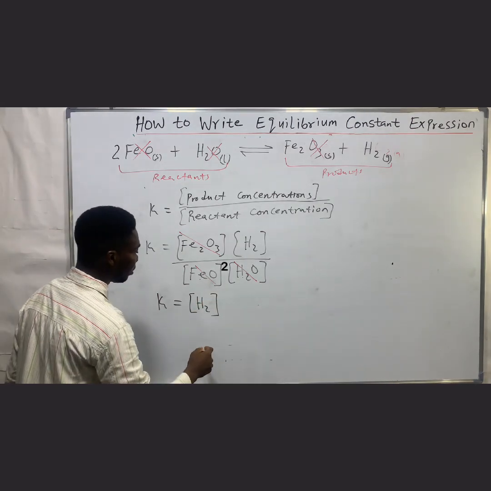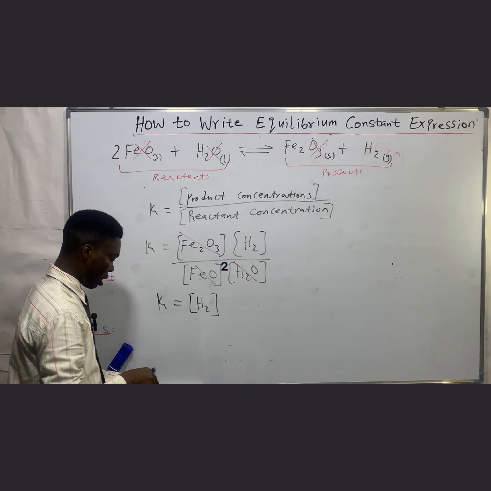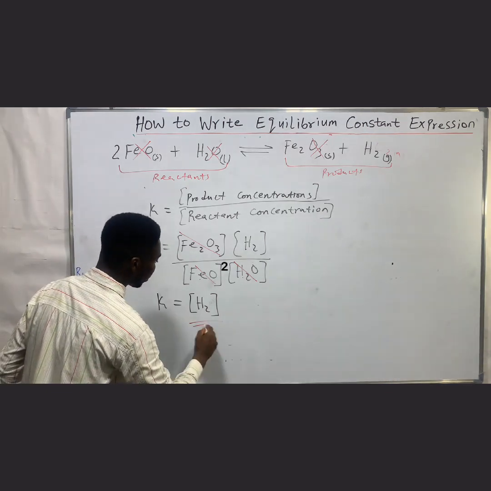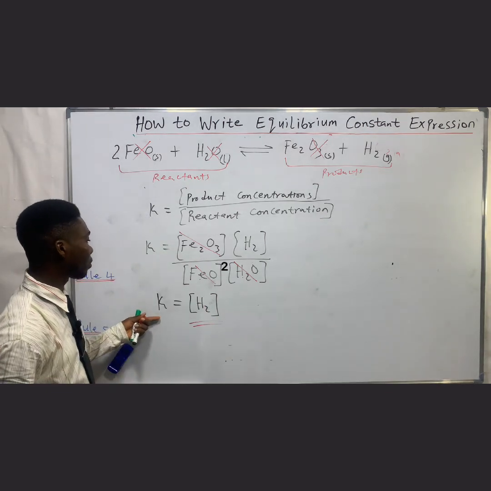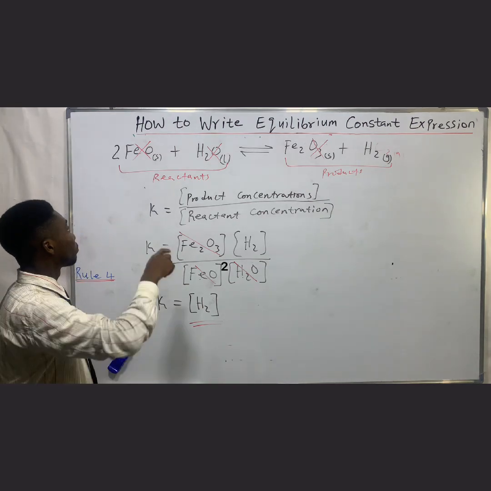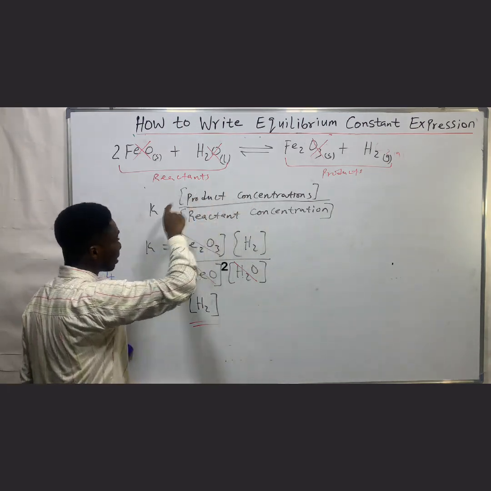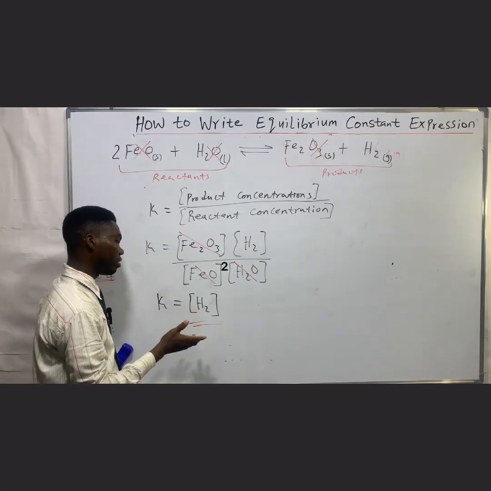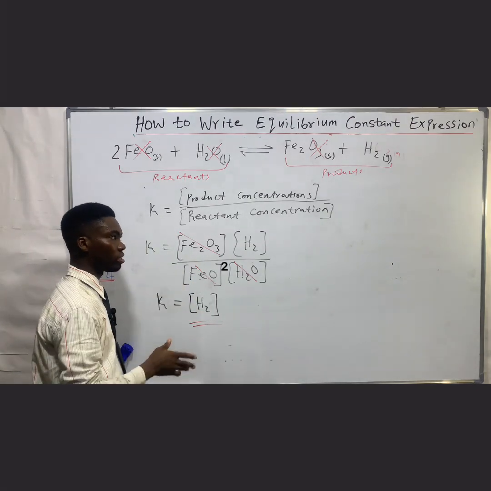So I would say that K is equal to the concentration of hydrogen. So this becomes our answer. This is our equilibrium constant expression. So when you are asked to write the equilibrium constant expression for a reaction like this in your exam, just take note, this is how it is done. This is the application.